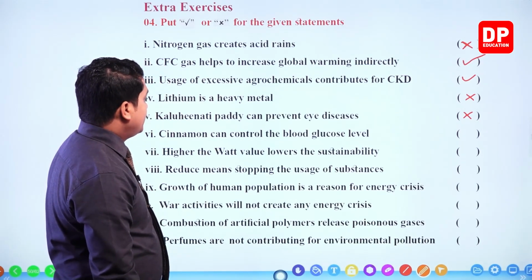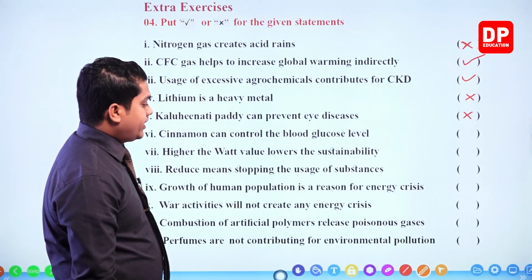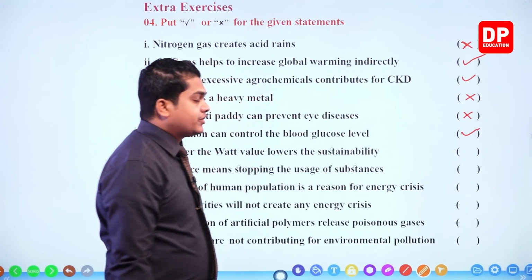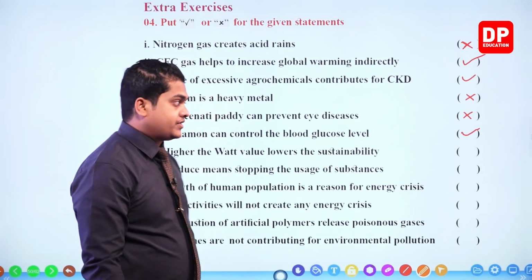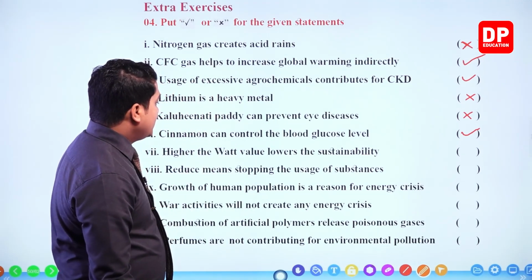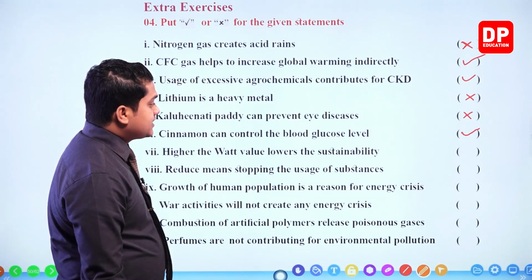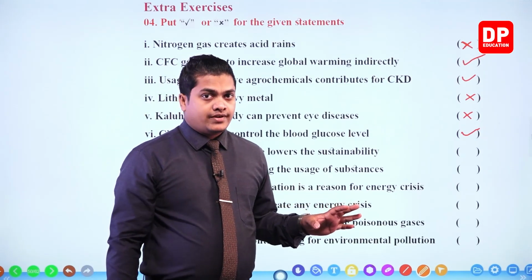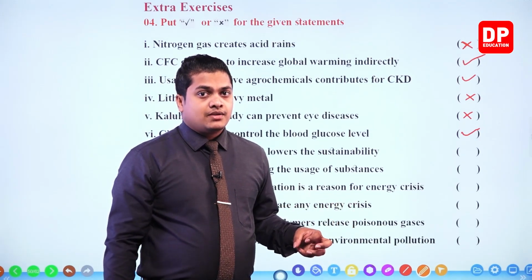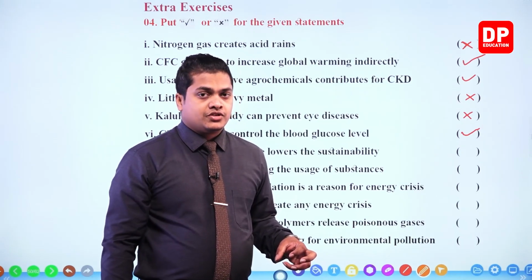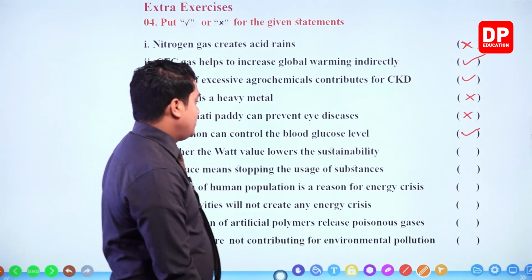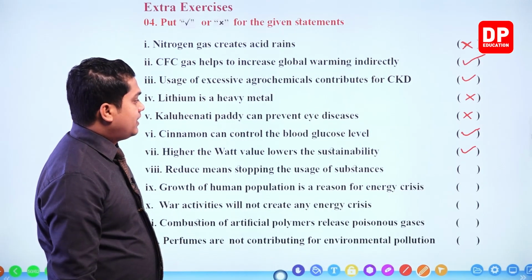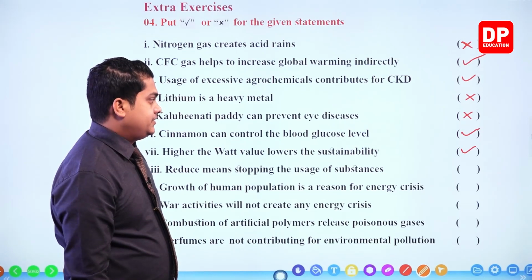Next one. Cinnamon can control the blood glucose level. Correct. It has the ability to control blood glucose, my dear children. So it is correct. Next one. Higher the watt value, lower the sustainability. The watt value of a certain electrical instrument, right? If it is high, then the sustainable development is low. So my dear children, this statement is correct, no problem.